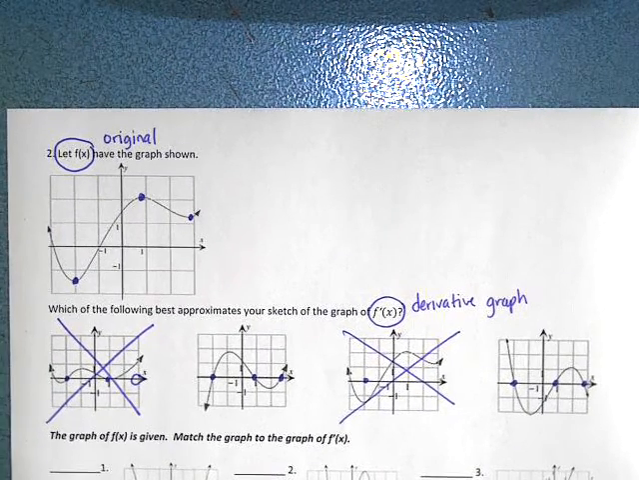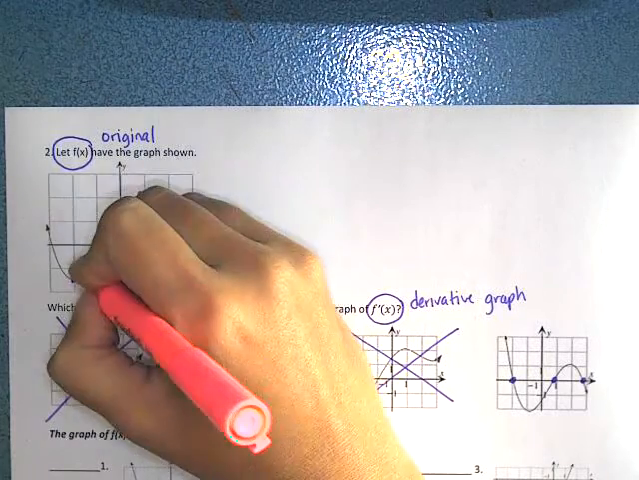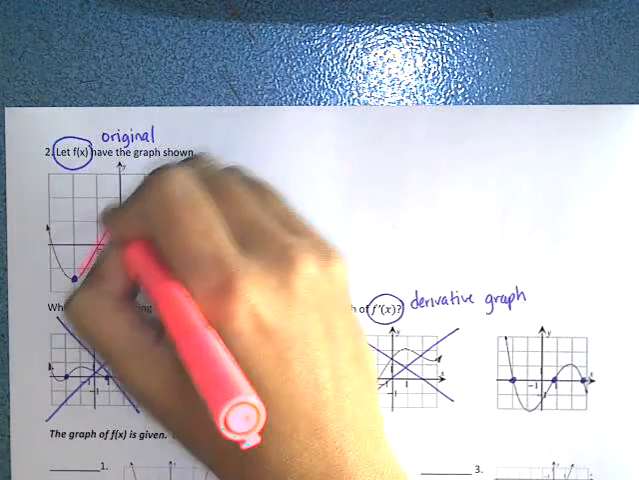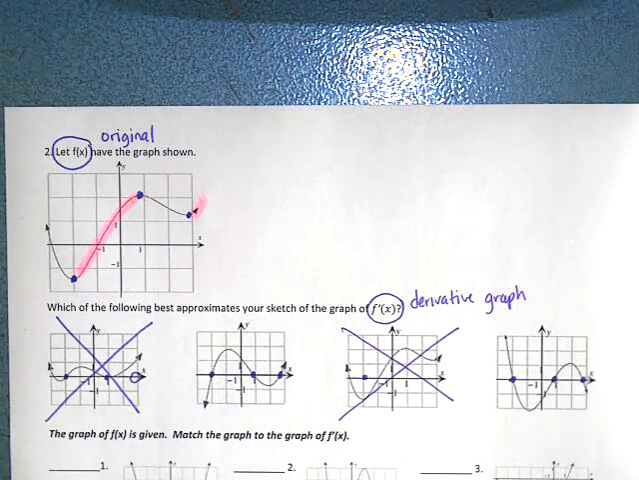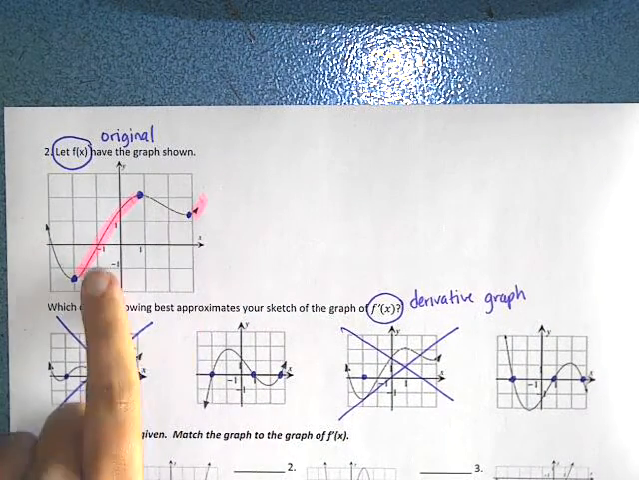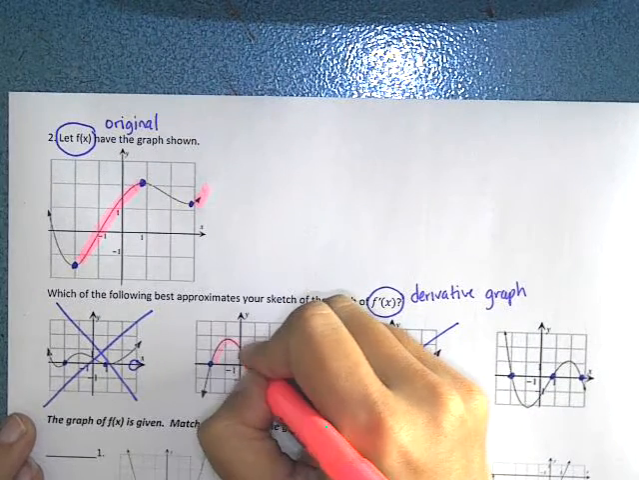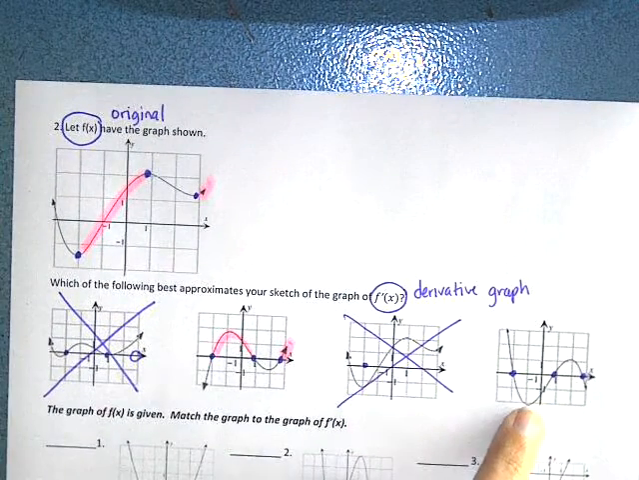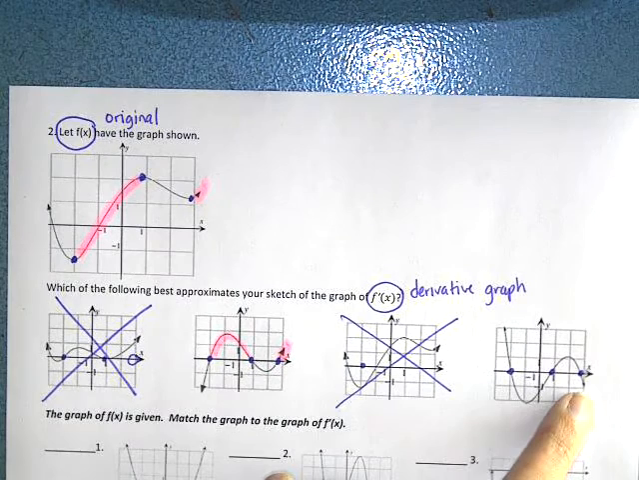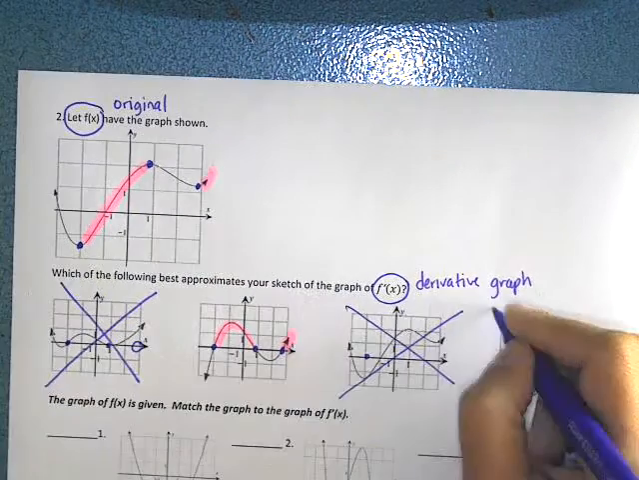Then we look for all of the sections of the original graph that are going uphill. In this graph, this middle section here and this end section are both going uphill. So on my derivative, I'm looking for those sections to be above. In this graph, this middle section and this end section are above. But in this graph, the middle section and the end section are below. So this cannot be the graph of the derivative.